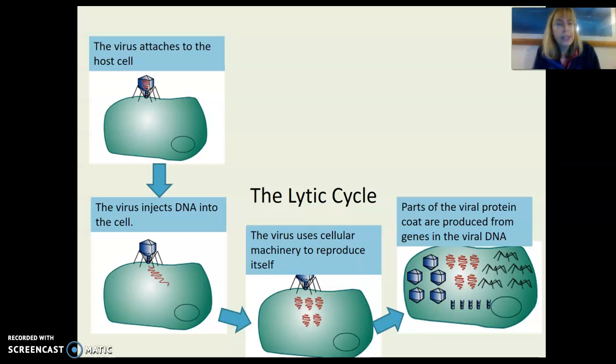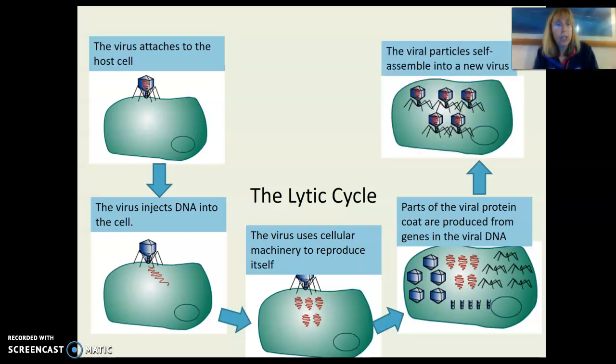Now, part of the viral protein coat gets produced from genes in the viral DNA. So the viral DNA codes for all this information, and it then all comes together. So the virus particles are able to self-assemble into a new virus. You imagine Ferrari parts that were just able to self-assemble. That's rather an amazing thing to be able to do.